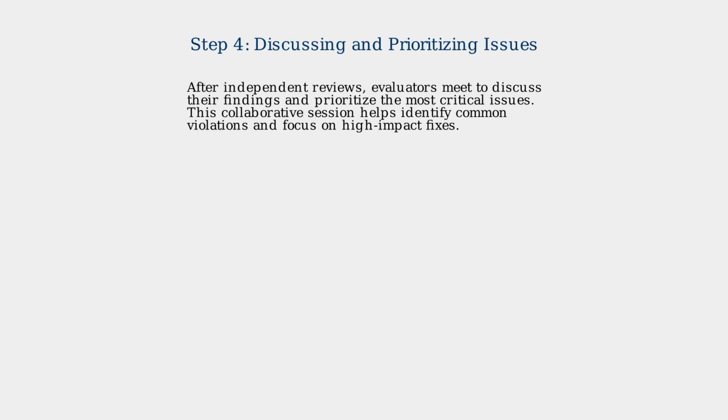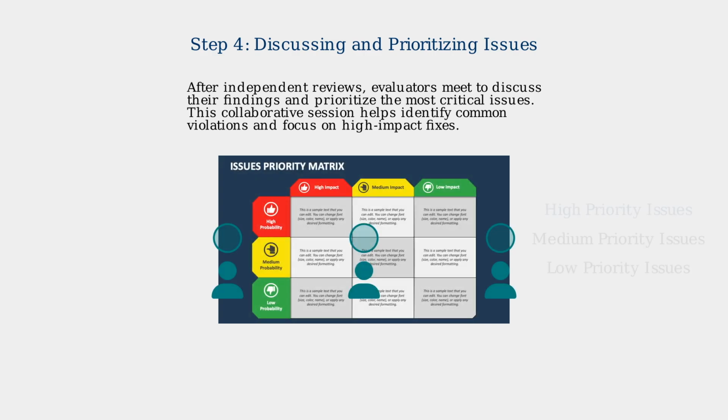In Step 4, evaluators come together to discuss their individual findings and prioritize the most critical issues. This collaborative meeting helps identify common usability violations and focuses efforts on fixes that will have the biggest impact on user experience. The team reviews each violation, considering factors like severity and frequency. High priority issues that affect many users or cause major frustrations are addressed first, while less critical problems can be scheduled for later iterations. Using tools like priority matrices, the team categorizes issues by impact and urgency. This ensures resources are allocated efficiently to create the most effective improvements.